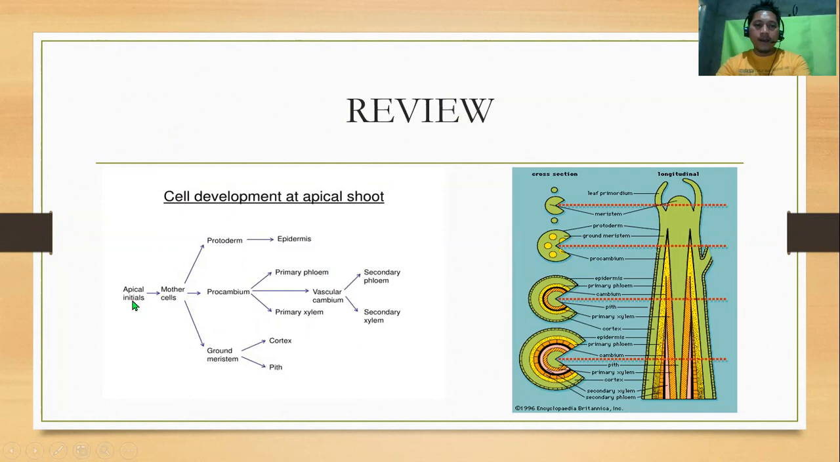We have here the apical initials, or the growing points, which have cells that give rise to the protoderm, the procambium, and the ground meristem. The protoderm gives rise to the epidermis, the procambium gives rise to primary phloem and xylem, and of course the vascular cambium, and the ground meristem gives rise to the cortex and pith. In this video, we will discuss the vascular cambium, because it mainly contributes to the secondary growth of plants.